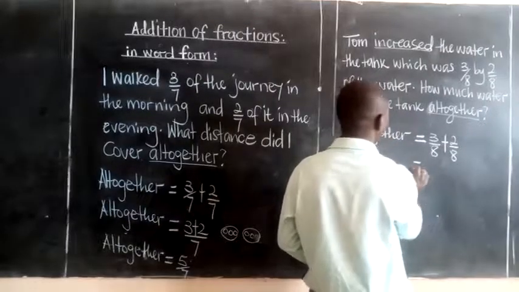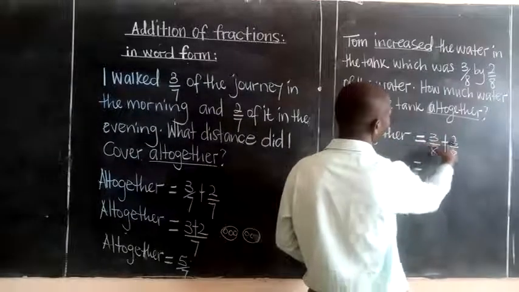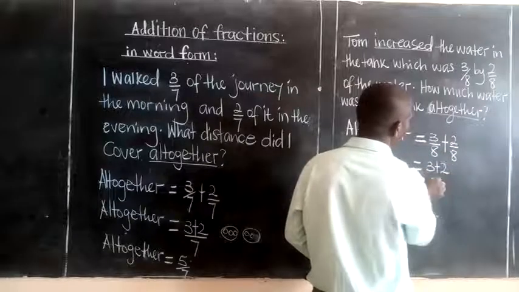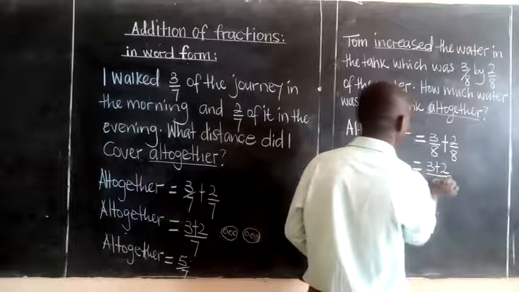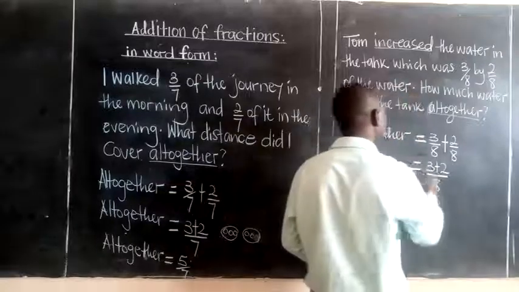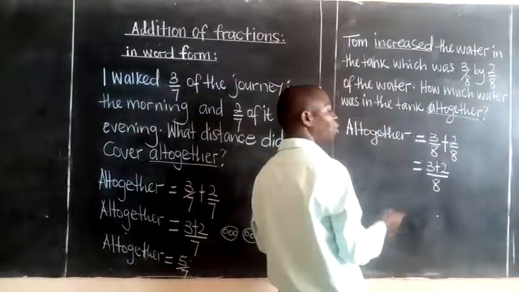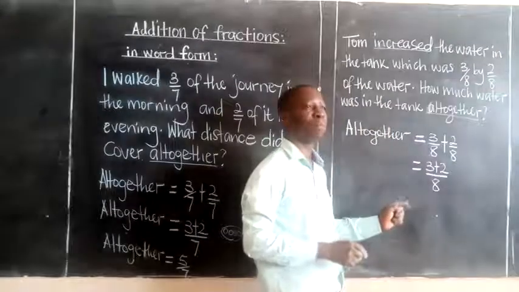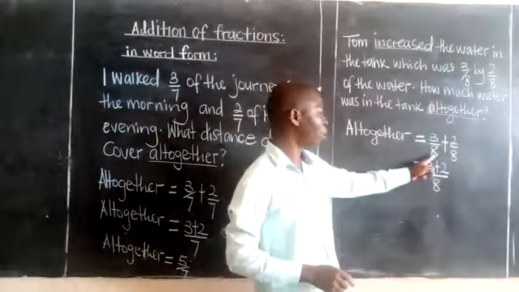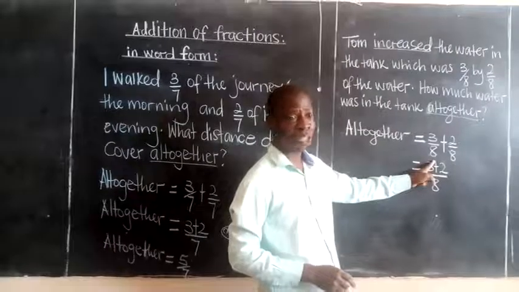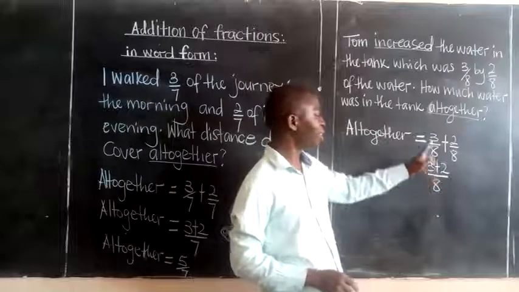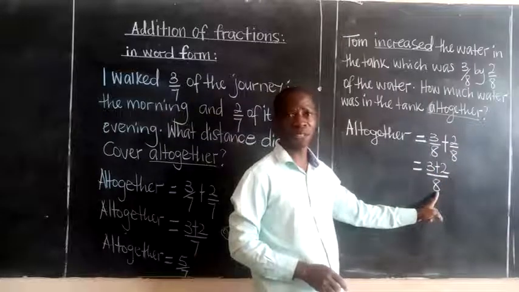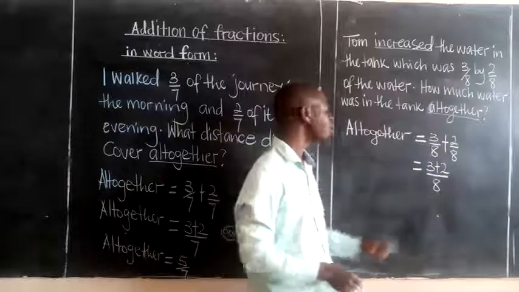So we shall add the numerators, 3 plus 2. 8 is maintained. We maintain the lower number. Please don't add 8 plus 8, but you simply maintain the lower number. Why don't we write 8, 8? It is because these are the same numbers. So we simply write one number to represent the other.